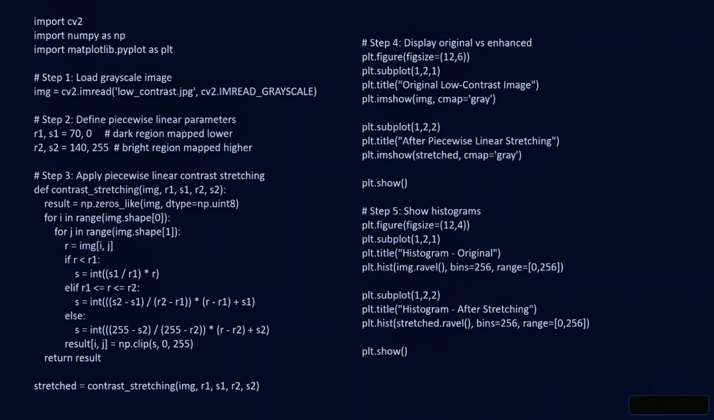Finally, both the original and the enhanced images are displayed side by side using matplotlib. What's powerful about this approach is that it uses pure mathematics, no filters or deep learning models, yet it produces a dramatic improvement in visibility and tone.